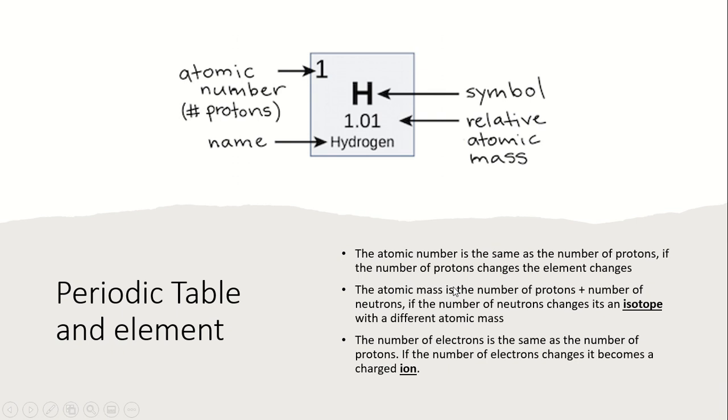The atomic mass is the number of protons plus the number of neutrons. If the number of neutrons changes, it is an isotope with a different atomic mass. So this atomic mass is 1.01. That means it doesn't really have any neutrons. If it had an atomic mass of 2, it would still be hydrogen, but it would be an isotope of hydrogen. The number of electrons is the same as the number of protons. If the number of electrons changes, it becomes a charged ion.